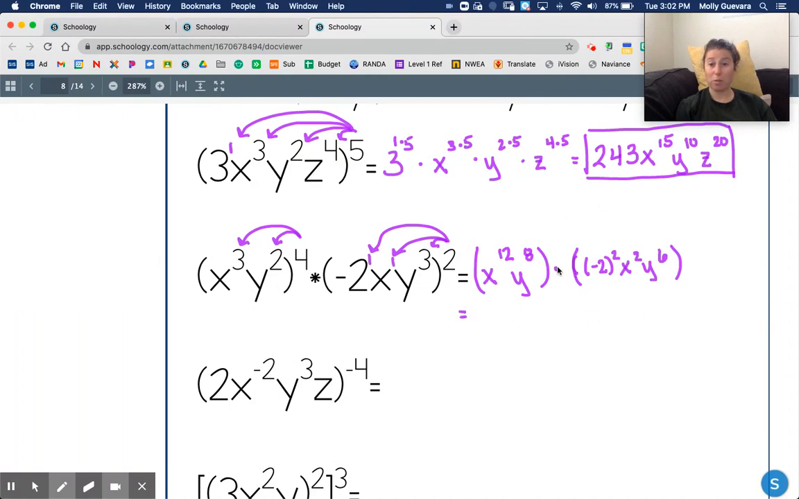Now I'm just multiplying it, right? So now I would add the exponents. So negative 2 squared is just 4. Then I have x to the 12 plus 2 and y to the 8 plus 6. Right now I'm adding my exponents because I'm multiplying the bases together. So my final answer is going to be 4 x to the 14th, y to the 14th.